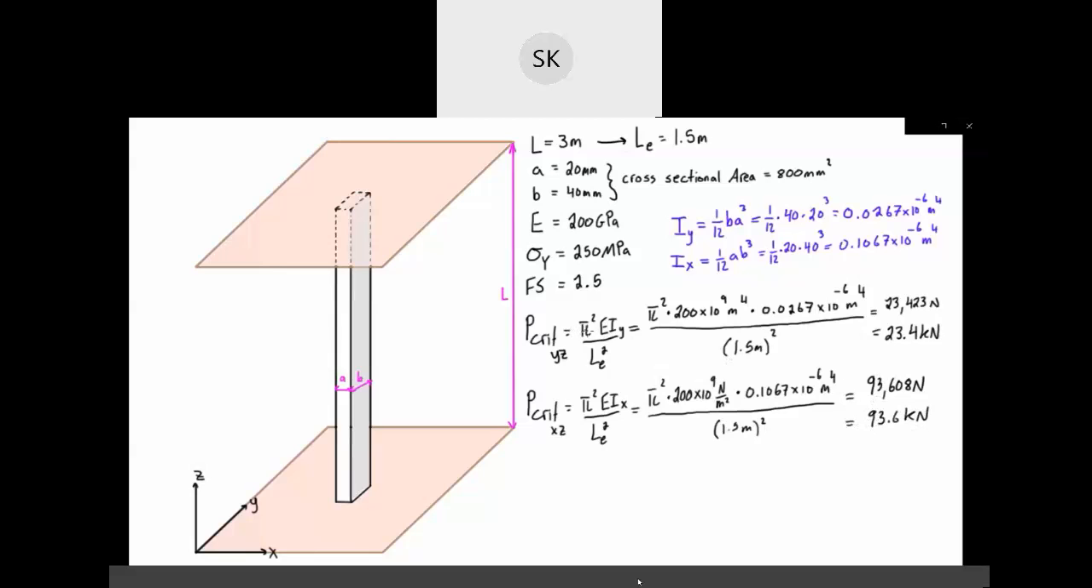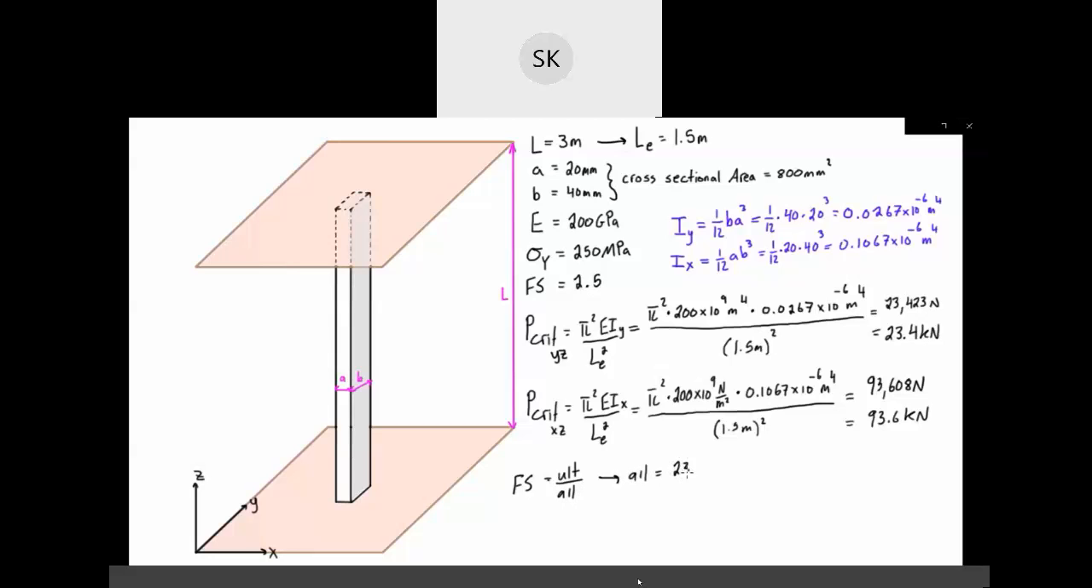Now we select the smaller load as our actual critical load, because obviously if you surpass the smaller load to get up to the bigger load, you would already have buckled in that direction, in that plane. If we're asked to find the allowable load for buckling with some safety factor, we can do that. We take our factor of safety, which is equal to the ultimate load over the allowable load, and we can rearrange that.